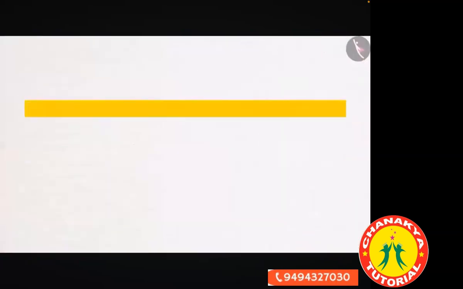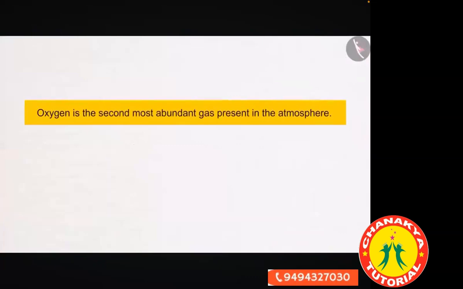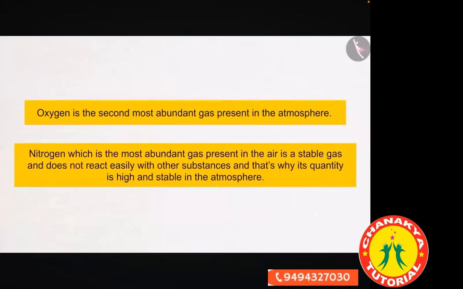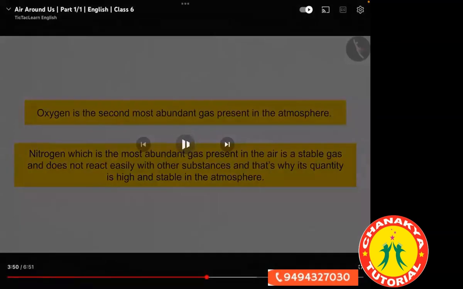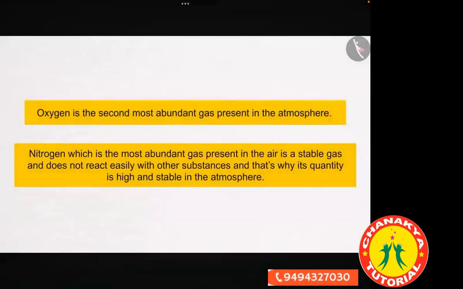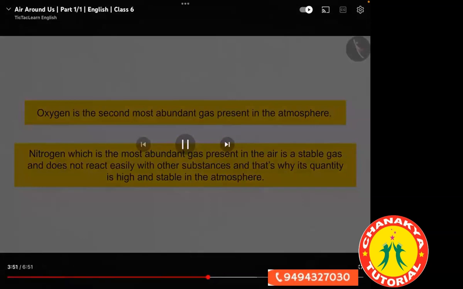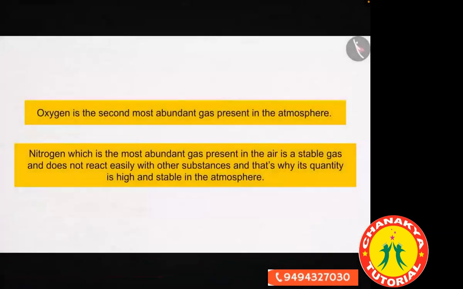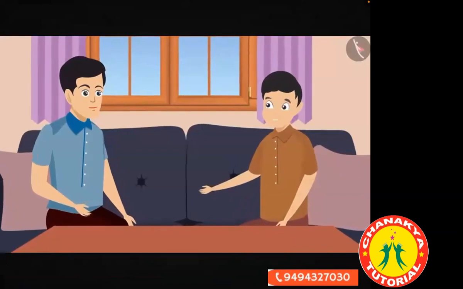Though I have read that oxygen is the second most abundant gas present in the atmosphere. Nitrogen, which is the most abundant gas present in the air, is a stable gas and does not react easily with other substances, and that's why its quantity is high. So see, nitrogen, though it is the most abundant gas, we cannot use it directly. It cannot work directly in our body. So that's the reason it is present in high amount and stable in the atmosphere. You got it right.